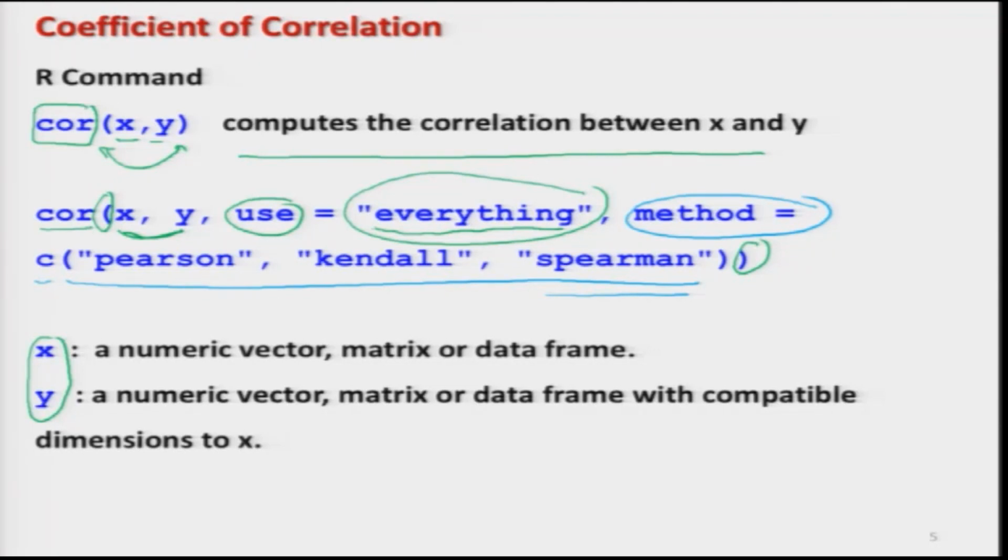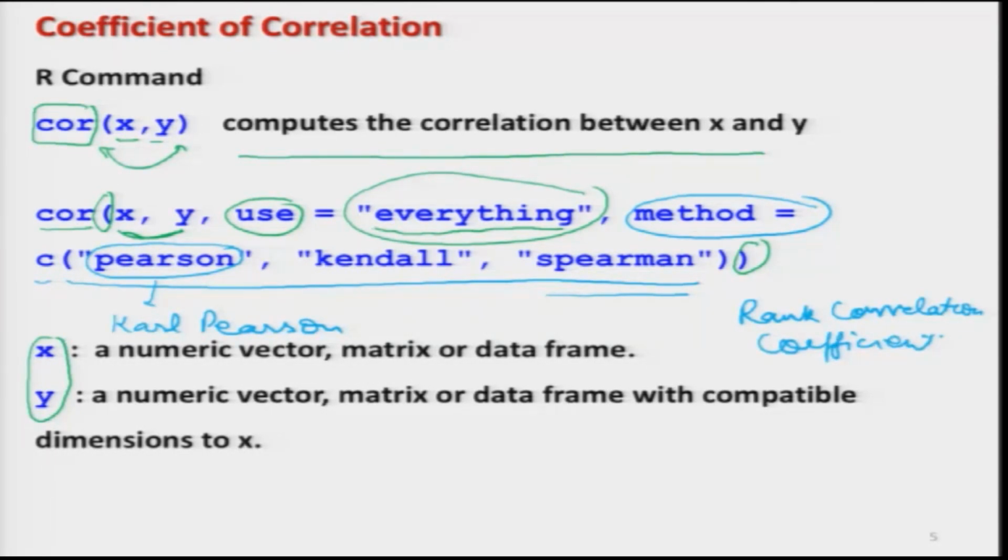Up to now, what we have studied is the R, and if you remember, I had told you that this R is also called the Karl Pearson coefficient of correlation, and this is how Pearson is coming here. Another correlation coefficient is the rank correlation coefficient, which we will discuss in the next lecture. This rank correlation is also called Spearman's correlation coefficient, or Spearman's rank correlation coefficient.